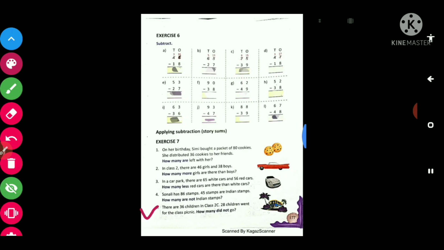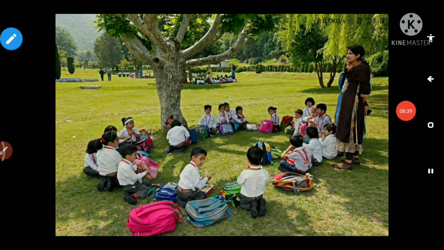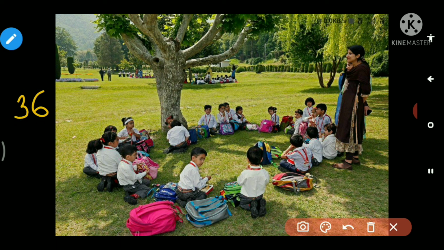So see, these are the children that went for the picnic. So how many children are there? 36, and from the 36 children 28 children went for the picnic, right? So now we'll find out the children who didn't go.